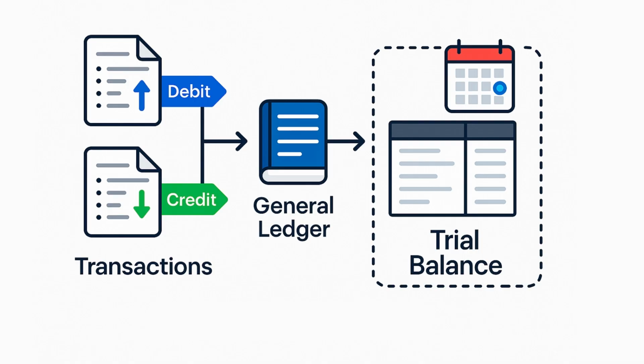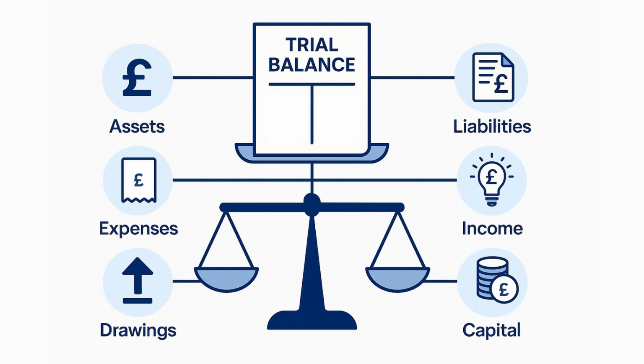A trial balance is a list of all the balances in the general ledger at a particular date. It is one of the key checkpoints in bookkeeping, helping us confirm that our entries follow the double entry rules. The trial balance is generated to, first, provide an overview of all account balances. It shows the balance of every account, assets, liabilities, income, expenses, capital, and drawings, all in one place.